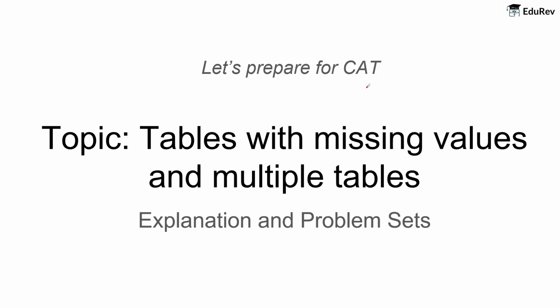Today we have taken this topic of tables to yet another level, where we will be discussing tables with missing values and also a combination of multiple tables with missing values. This is the highest level of question that a CAT examiner can ask a student. If you are well prepared, I would suggest you pause and try to solve these questions.